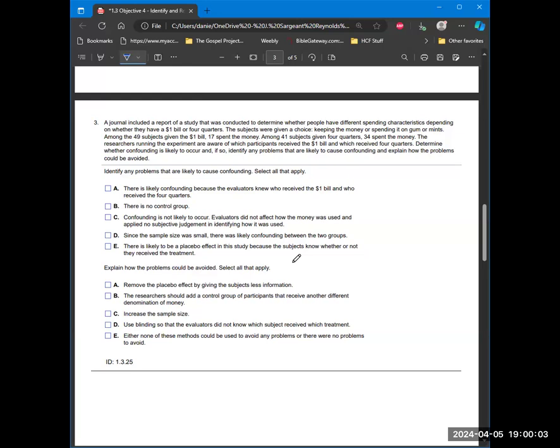Evaluators do not affect how the money was used and applied no subjective judgment in identifying how it was used. Right. That's it. And that kind of answers it. I'm not going to check any of the other ones, but I'll go through them and explain them too.